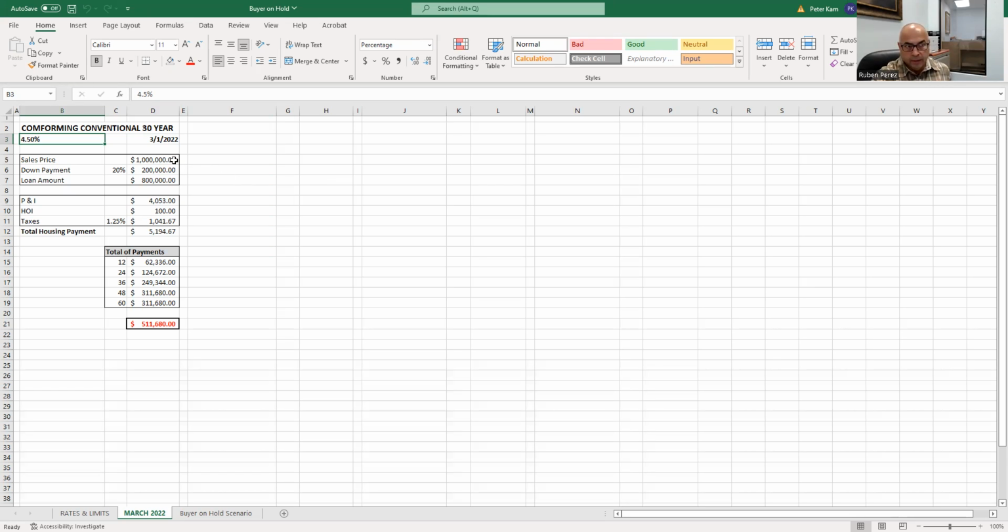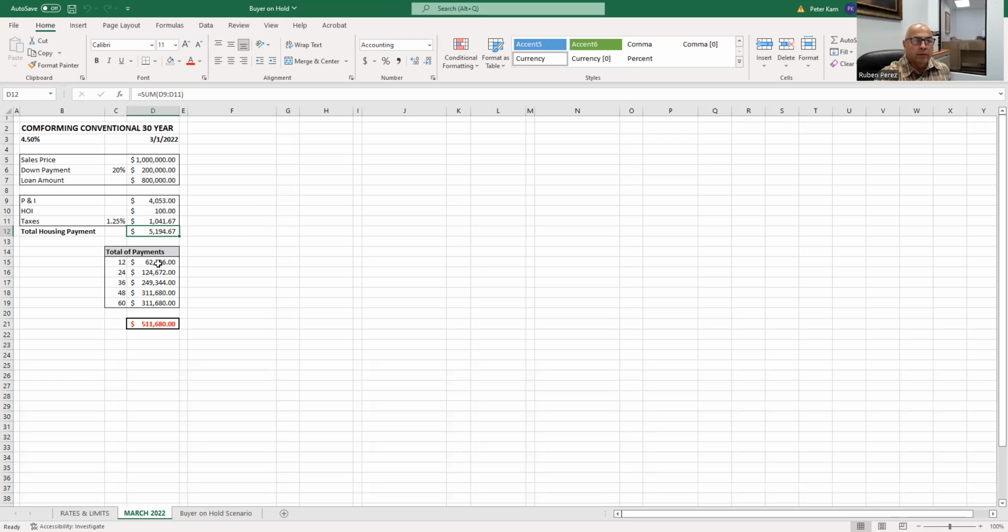So based off of $1 million, putting 20% down with a loan amount of $800,000. Again, $800,000 is going to be a high cost loan, so right now you'd probably be looking at the low to mid fives. Your borrower, based off of that rate, would be paying about $5,195 in total housing expense. That means your principal, interest, taxes, and your home insurance.